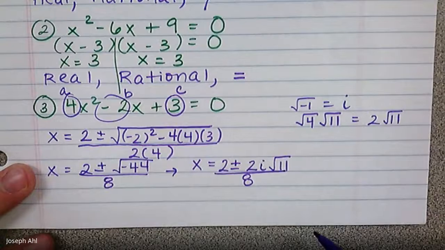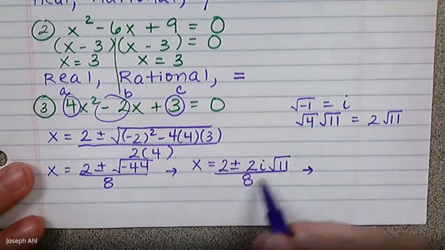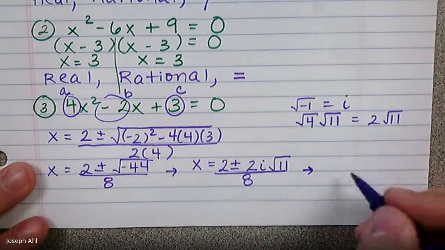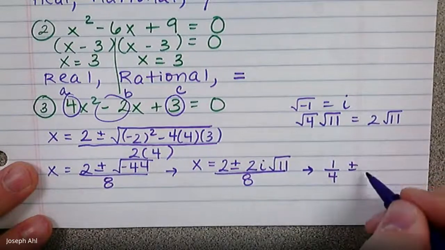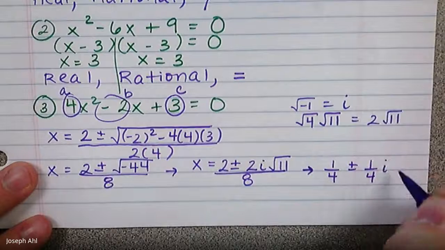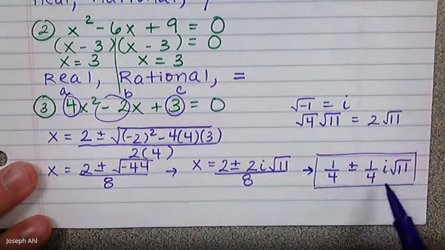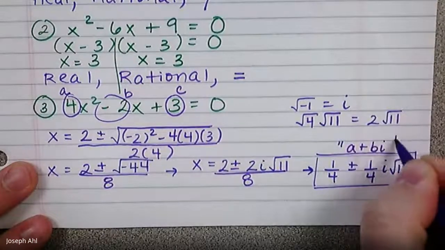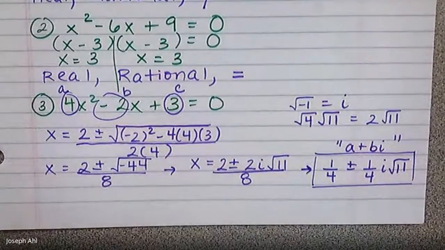The last thing we typically do in cases like this is we separate this into a real number and then an imaginary part. So just divide both things on top by 8. Well, 2/8 is 1/4, right? So it's 1/4 plus or minus 1/4 i radical 11. Typically, when you get roots that are imaginary like this, they're written in a plus bi form. That should sound familiar to you when dealing with complex numbers. They're written in a plus bi form.